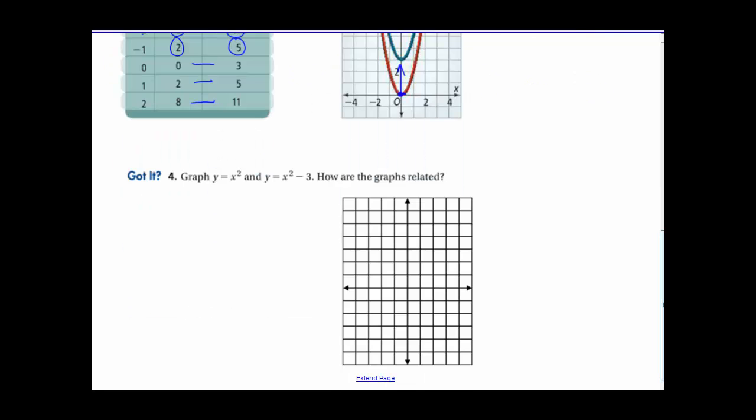All right, so the last problem, what you want to do is hit pause. You want to graph y equals x squared. You want to graph y equals x squared minus 3. Tell us how these graphs are related, and check your answers to make sure that the work is correct. Go ahead, hit pause, go.